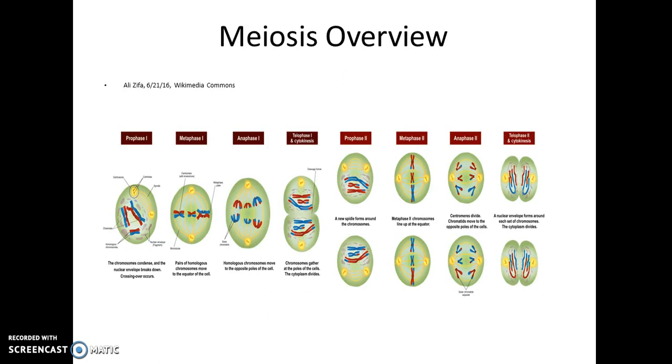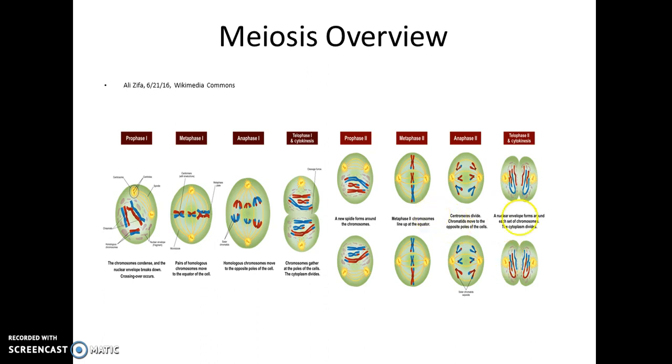Here's the overview. Now the phases are called prophase, metaphase, anaphase, and telophase. Sound familiar? I hope so. Except we're missing prometaphase, but that's okay. We're just taking prometaphase and prophase and slamming them together there.